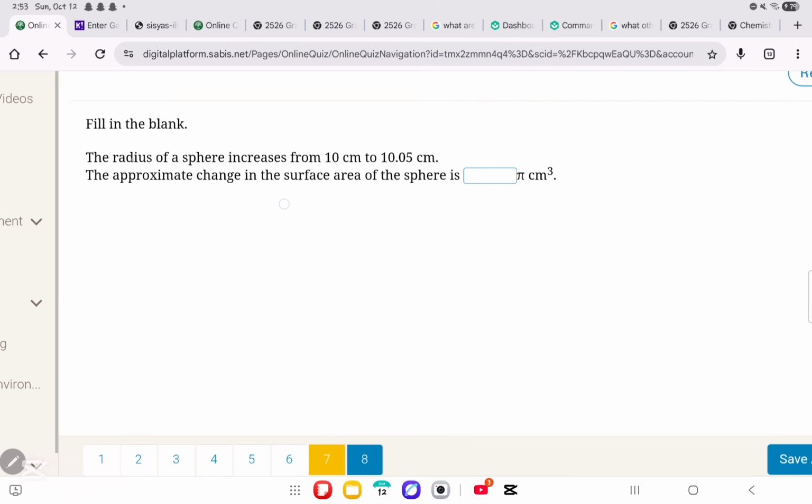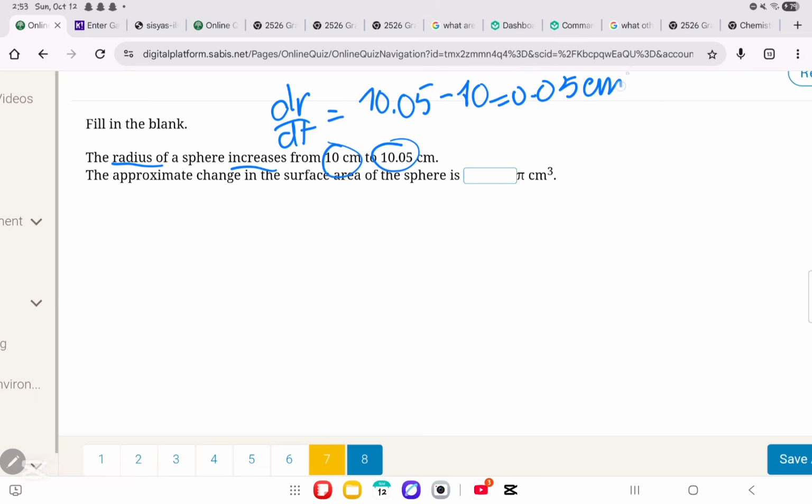What does it say? Again, the radius of a sphere increases at this rate. So dr over dt is what? It's 10.05 minus 10, so that's 0.05 centimeters per second. Now, the radius is how much? It's 10 centimeters, and they want the change in surface area of the sphere. Surface area of a sphere is 4 pi r squared, so you take the derivative of it, or before that, actually, let's write the equation.